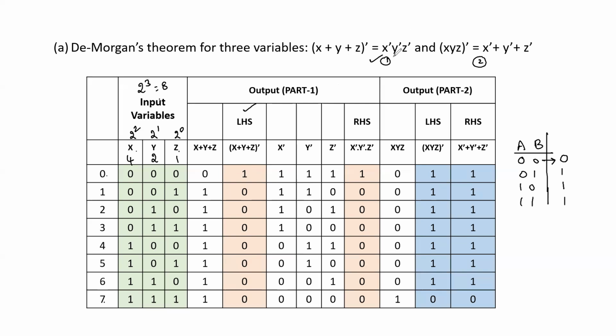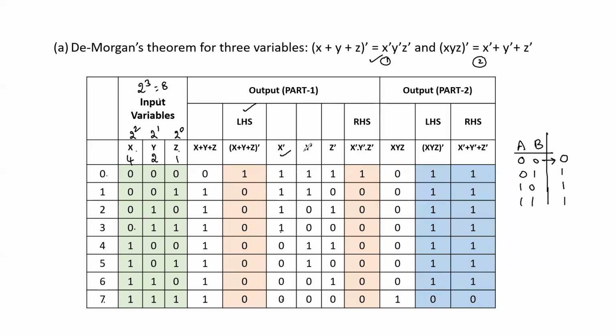Now we have to find the value of x' y' z'. So first we should find the x'. x' means complement of x. So complement of x means here 4 zeros become 4 ones. Next 4 ones, therefore 4 zeros. Next y'. y' means complement of y. 2 zeros means 2 ones. Alternatively 2 ones, 2 zeros, 2 ones, 2 zeros. Next z', complement of z. Therefore alternatively we are having ones. It is 1 0, 1 0, 1 0, 1 0.